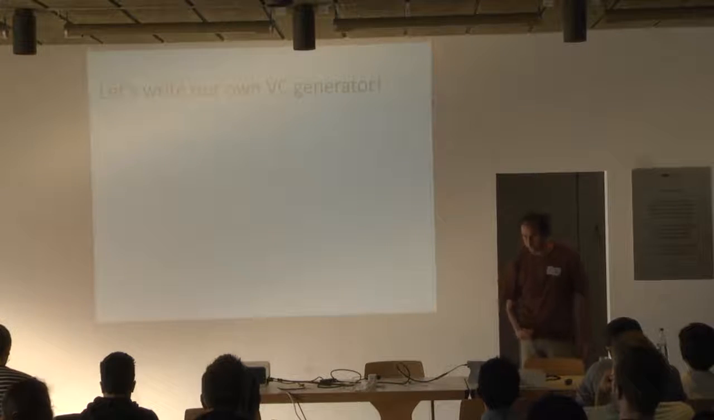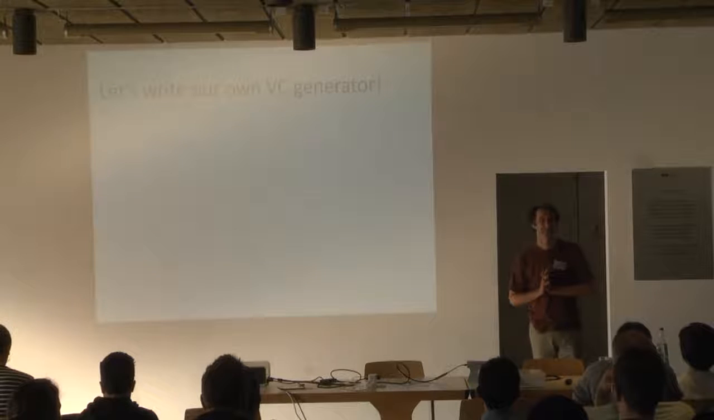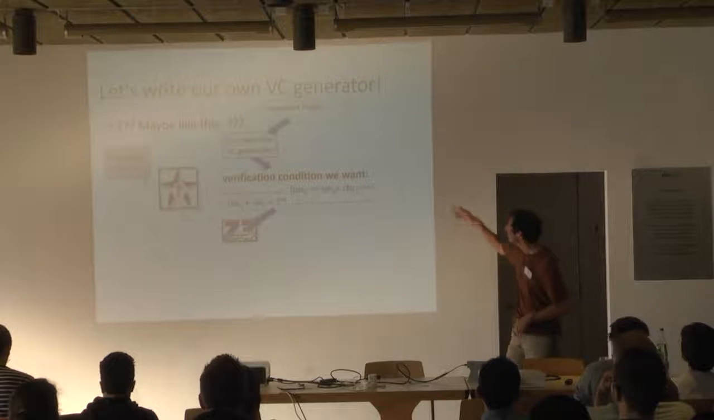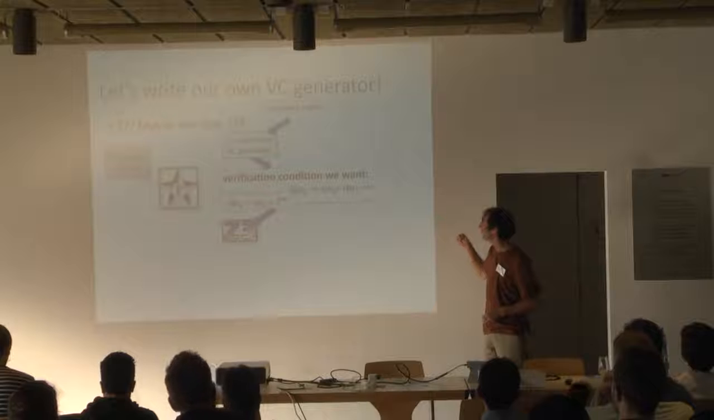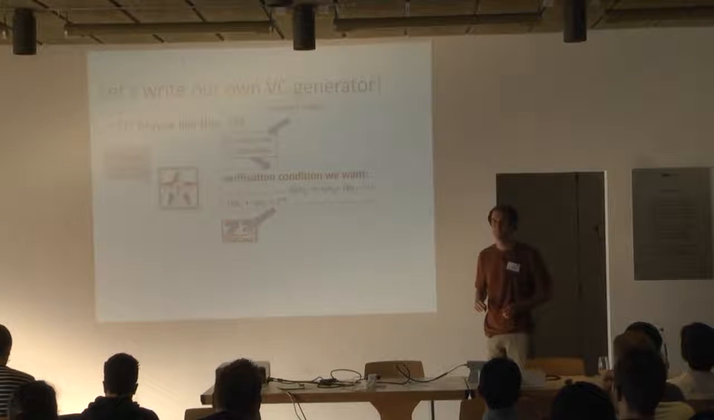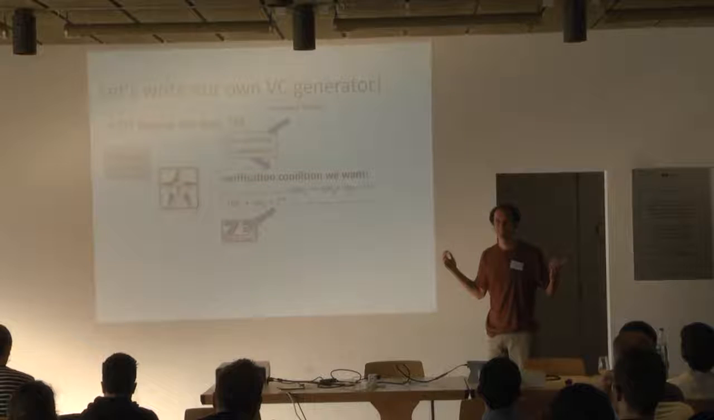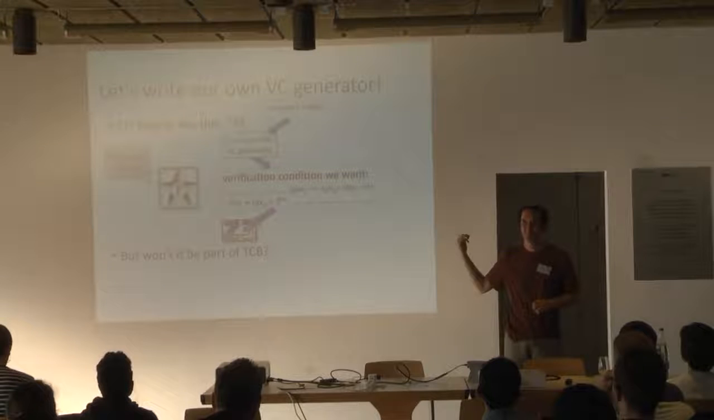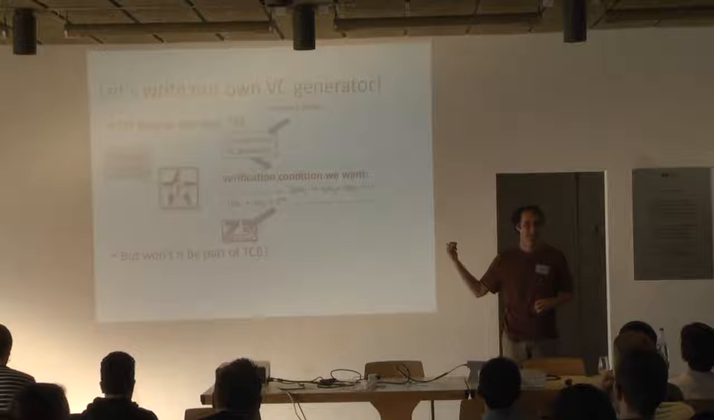So what can we do? Let's write our own VC generator. Maybe something like this: we take in our Vale code, pass it to our own VC generator, generate the thing we want, send it to Z3, and maybe we just ignore F star. There are some problems with this. Now this is part of the trusted computing base. It said Vale should not be part of the trusted computing base.